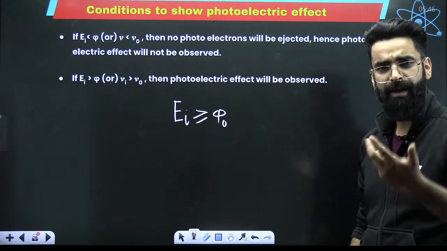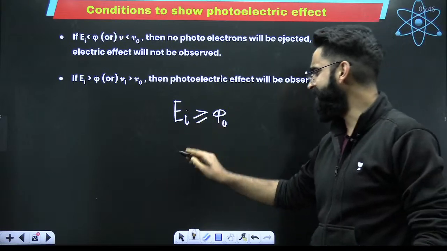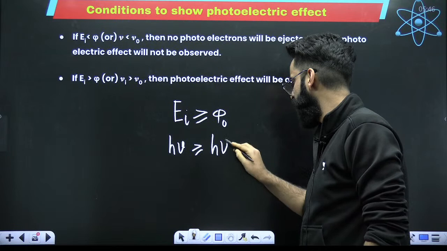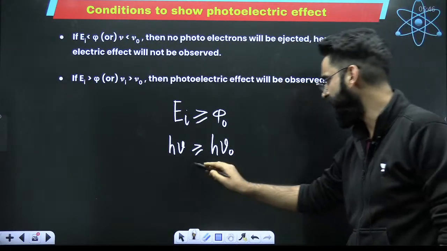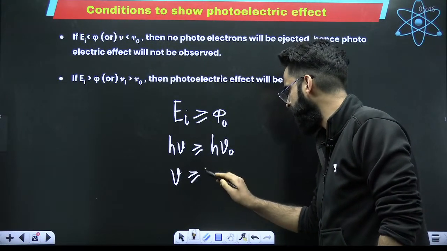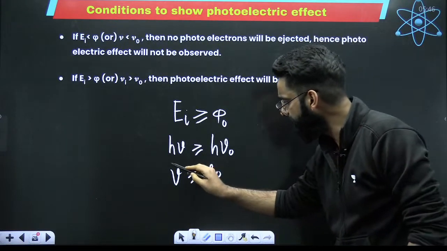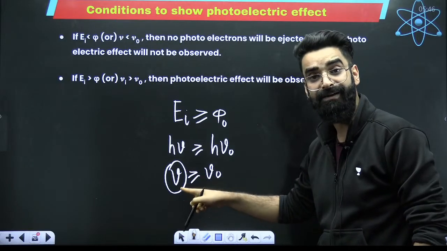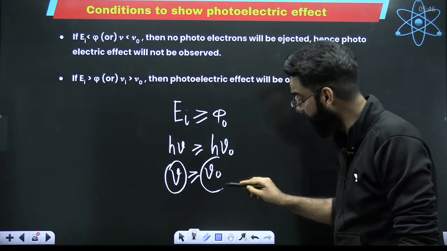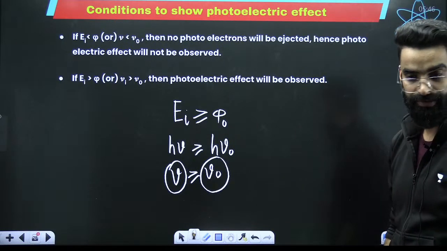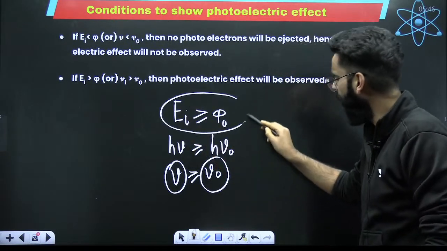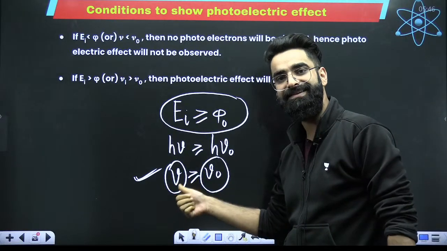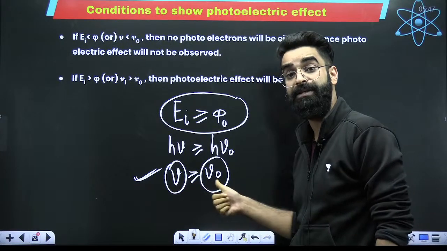Number two, you can make one more condition. Incident energy is basically h nu. So h nu should be greater or equal to h nu naught. That means nu should be greater or equal to nu naught. What is this nu? This is the frequency of the incident light. Frequency of the incident light should be greater or equal to the threshold frequency. This is one more condition. Either you talk in terms of energy or in terms of frequency.